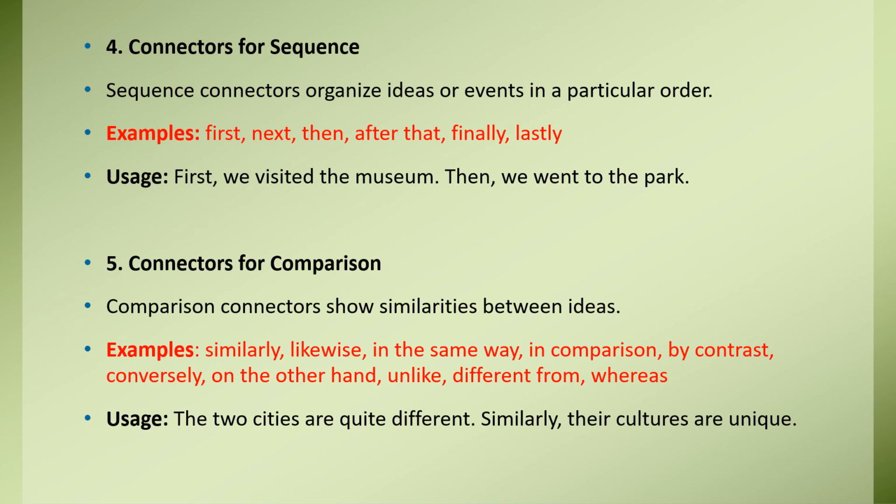Next, we have connectors for comparison, when we have to do a comparison between two ideas. For example, similarly, likewise, in the same way, in comparison, by contrast, conversely, on the other hand, unlike, different from, whereas. Now, let's see the example. The two cities are quite different. Similarly, their cultures are unique. So you can see here they are doing a comparison. Two cities are quite different. Similarly, their cultures are also unique.